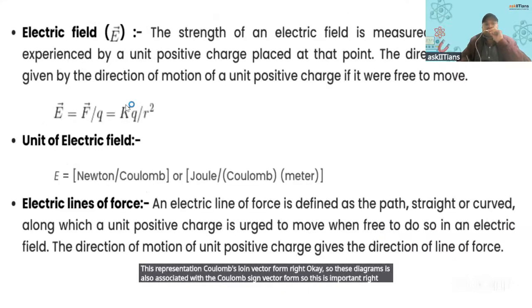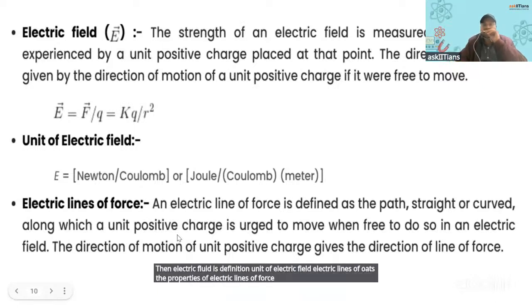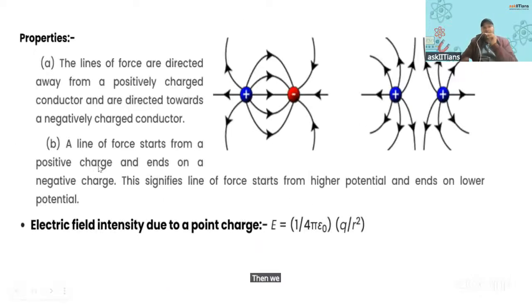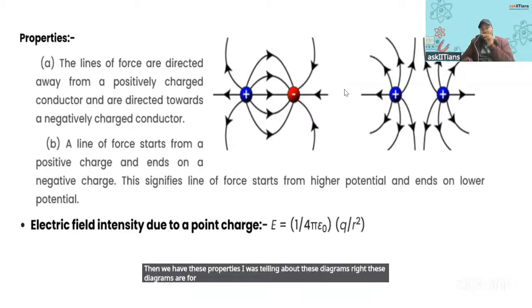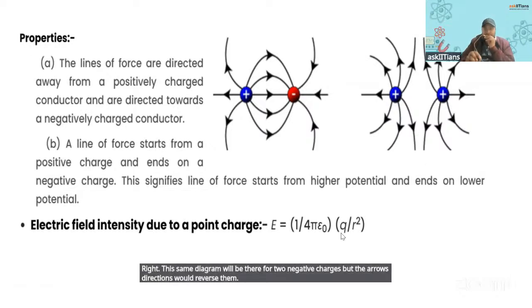Then electric field's definition, unit of electric field, electric lines of force, the properties of electric lines of force, that electric lines of force cannot intersect and all, right? Then we have these properties I was telling about, these diagrams. These diagrams are for like charges. This one is for dipole. So both these diagrams are important, right? This same diagram will be there for two negative charges, but the arrow directions would be reversed, right?